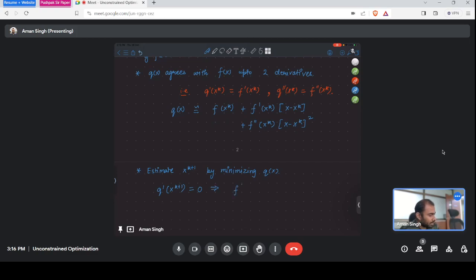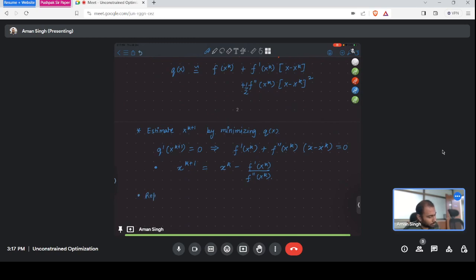What does that give me? f dash xk plus f double dash xk, sorry, it's half times, so this will become (x minus xk). So this needs to be 0. What does that tell us? xk plus 1 equals xk minus f dash xk divided by f double dash xk. And we'll repeat this procedure at xk plus 1.